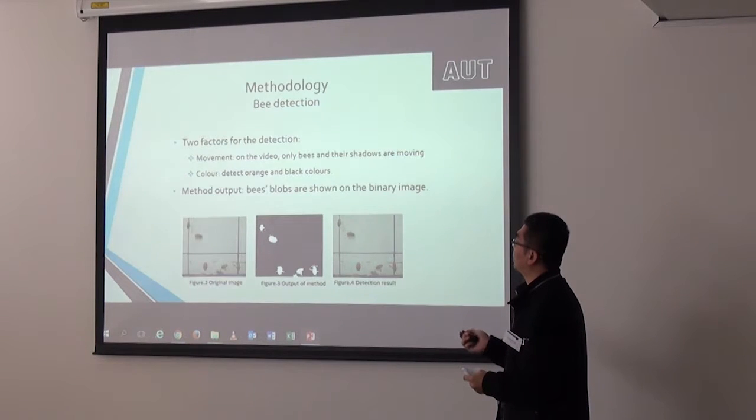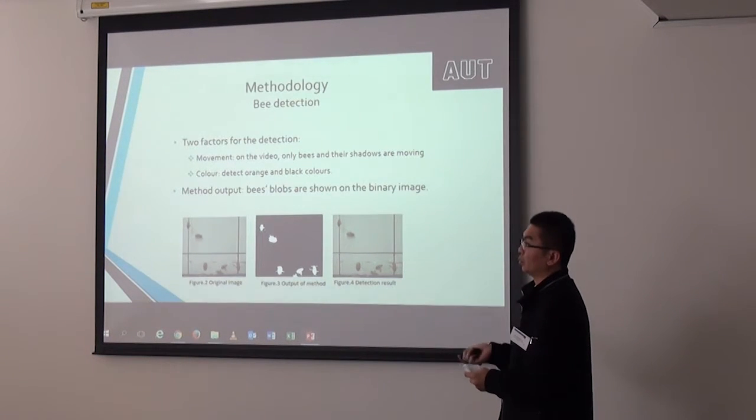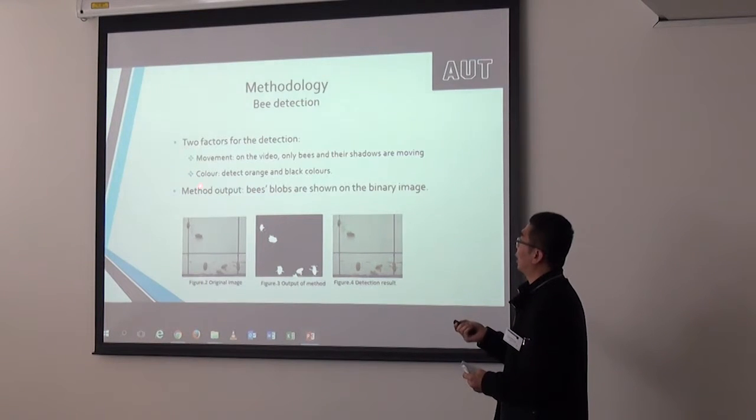In some videos you can see the bees are flying, and their shadows also move on the background. The color can help to filter out these shadows and also some of the background noise, while the movement can filter out other things. Here I show the result as a binary image. Black is the background, and white shows the bees. I call these white areas blobs, and because they are bees, I call them bee blobs.